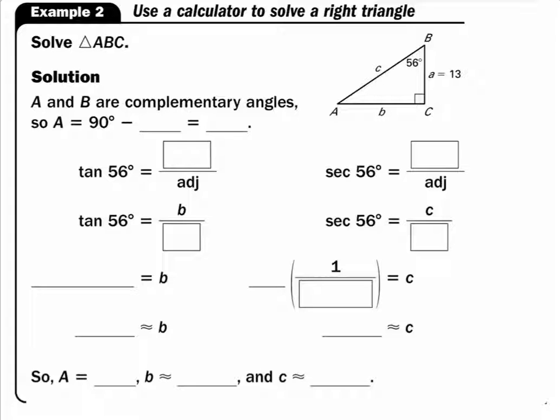Hello, this is Algebra 2. We are in Chapter 13, Section 1. This is page 3 of the notes. We have example 2 here where we have to figure out everything else in this triangle.